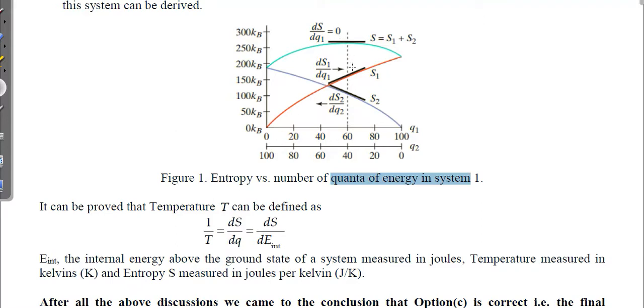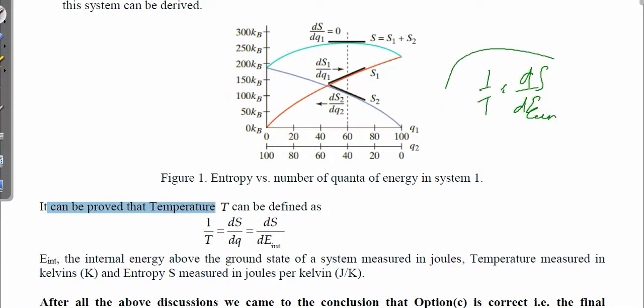We know the thermal equilibrium of the complete system, S equal to S1 plus S2, will be where it has achieved maximum entropy, and at the maximum point the slope will be 0, that is dS1 upon dQ1. From this it can be proved that temperature T can be defined as 1 by T equals dS upon dQ, and this dQ is quanta of energy, not heat. Don't get confused with heat. This quanta of energy can be given by the change in internal energy. So from the second law you can use this relation: 1 by T equals dS, the entropy change, upon dE, the change in internal energy.